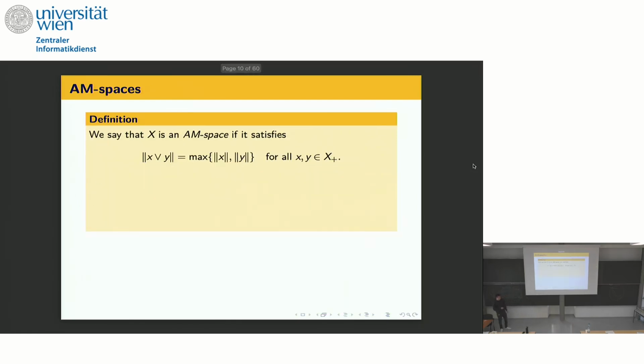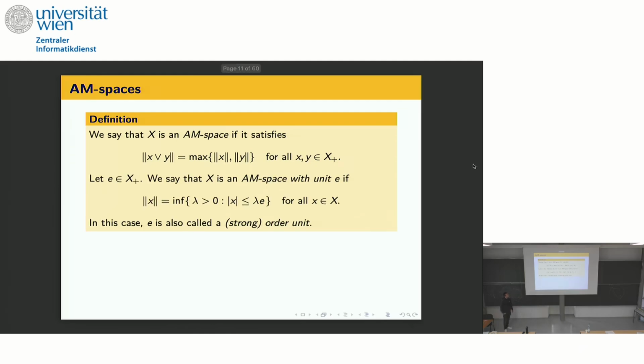With these definitions, I introduce, well, this is a classical notion of AM spaces. These are the Banach lattices that satisfy this particular condition of the norm. So the norm of the supremum is the supremum of the norms for positive elements. And we also have this notion of AM space with unit. So if we have an element that is related this way with the norm, in particular, this set must be non-empty for every x, then in this case, X is said to be an AM space with unit, and e is called a unit, an order unit, a strong order unit also.